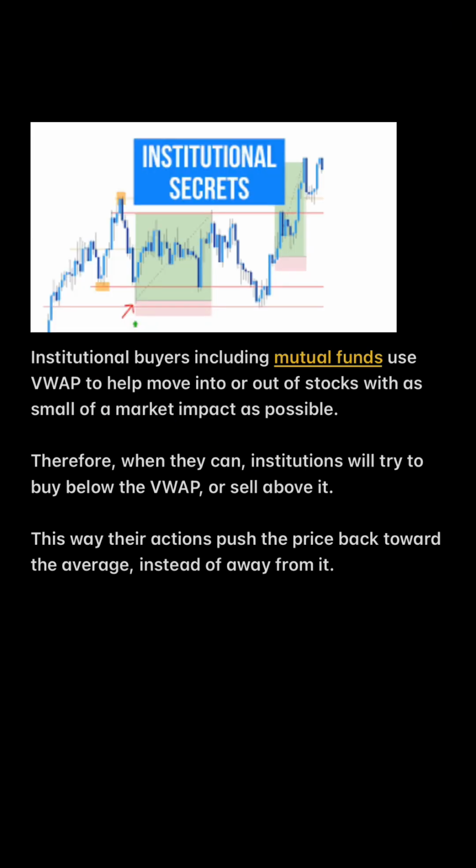Now, institutional buyers, including mutual funds, utilize the VWAP to help move into or out of stocks with as small of a market impact as possible. Therefore, when they can, institutions will try to buy below the VWAP or sell above it. This way, their actions push the price back towards the average instead of away from it.